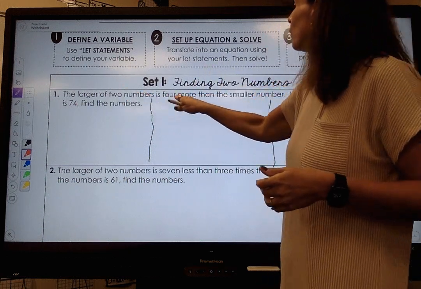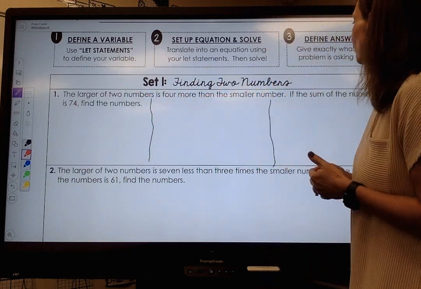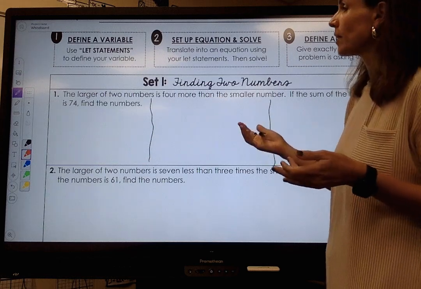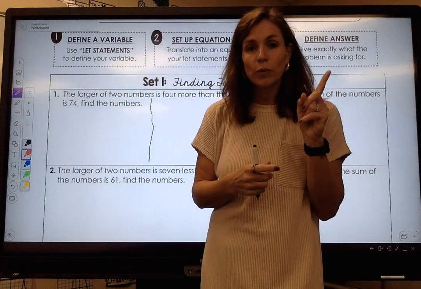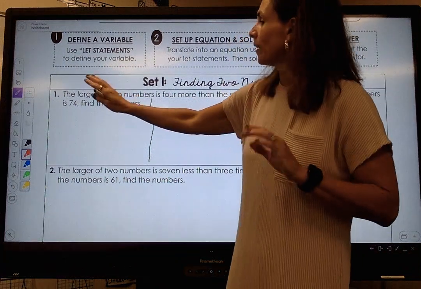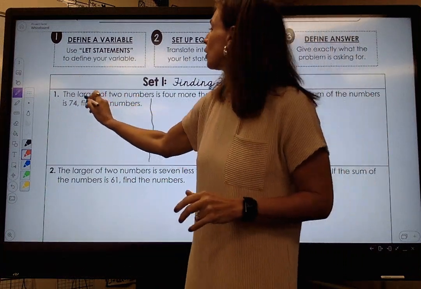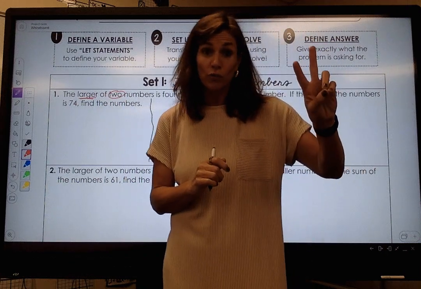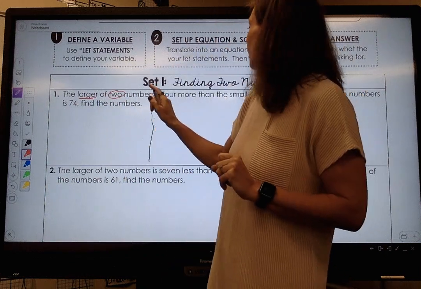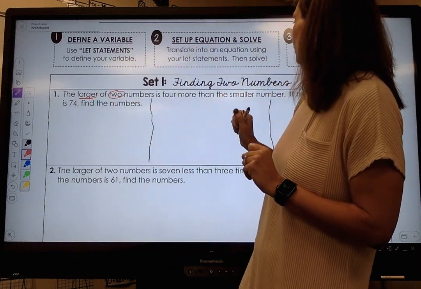The larger of two numbers is 4 more than the smaller number. If the sum of the numbers is 74, find the numbers. Okay, that just sounds like a bunch of words to me. So, here's what we're going to do. We're going to look at what is the question asking. It says the larger of two numbers. So I'm looking for two numbers, right? Two numbers. And I have a large number and the small number.